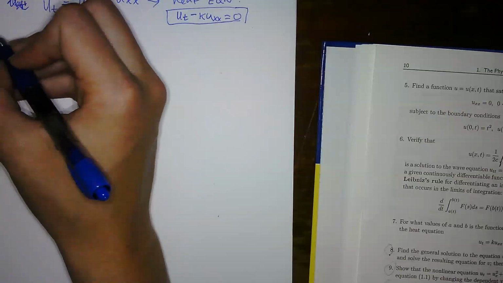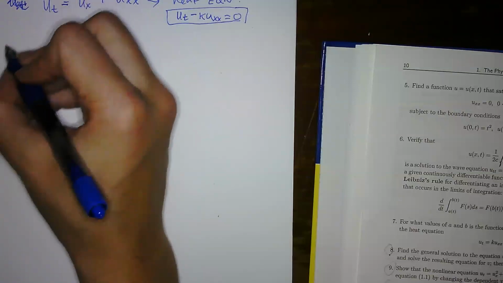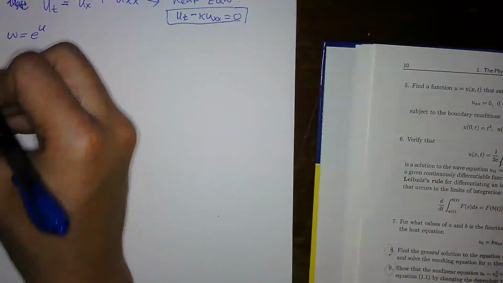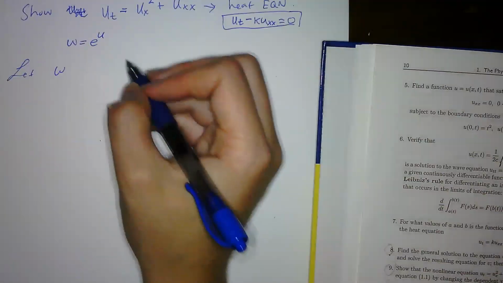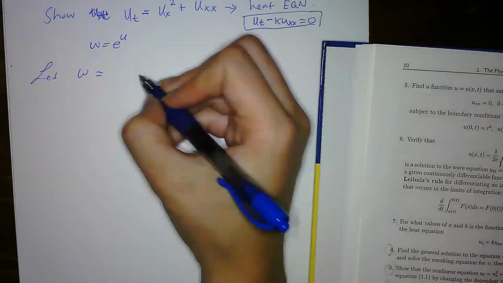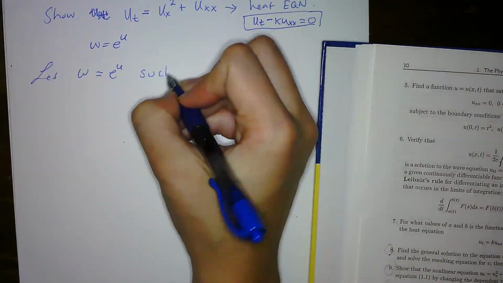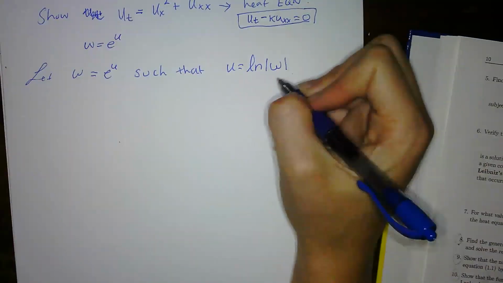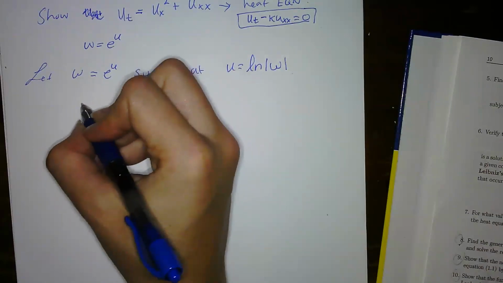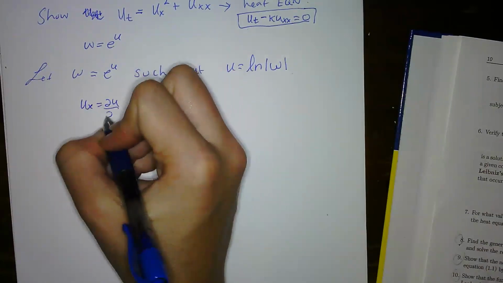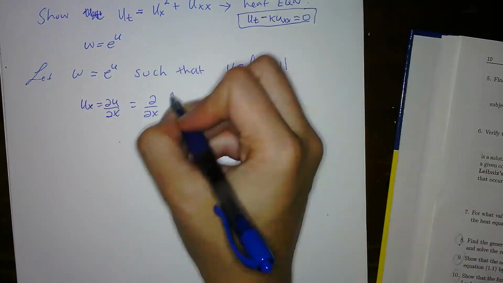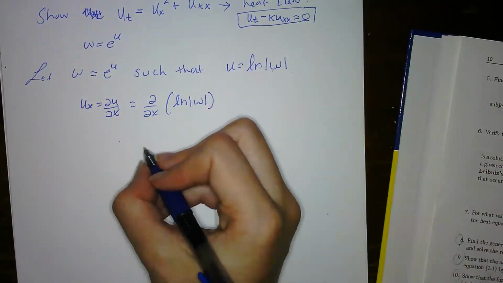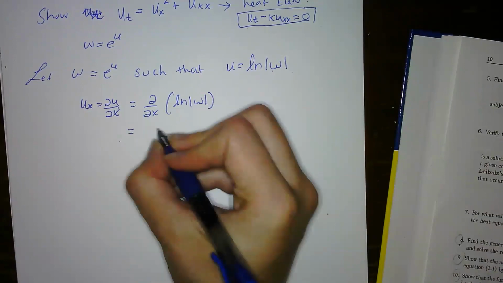We want to use the equation w is equal to e to the u. And so let w equal e to the u such that u is then ln of w. And we can find the first partial with respect to x, u sub x, or partial u of partial x, is then partial of partial x of ln w, natural logarithm of w. So we can do this, and this will be implicit differentiation.